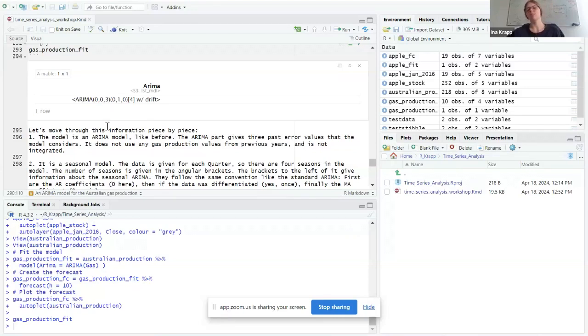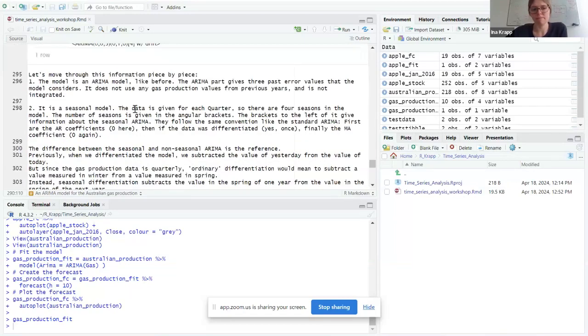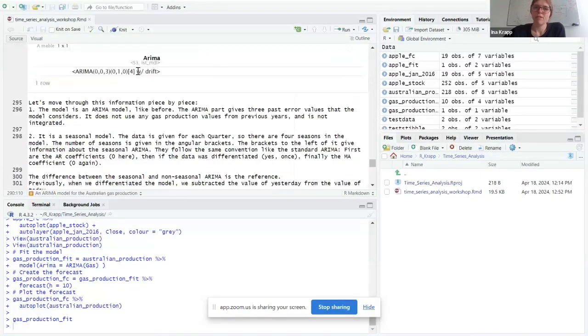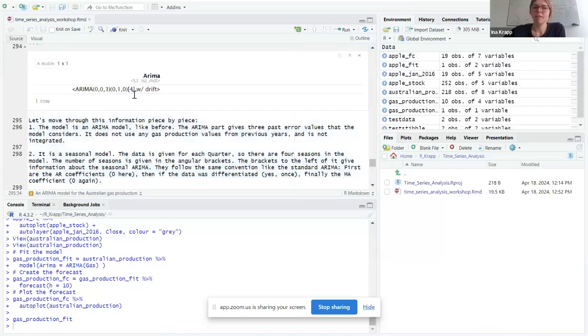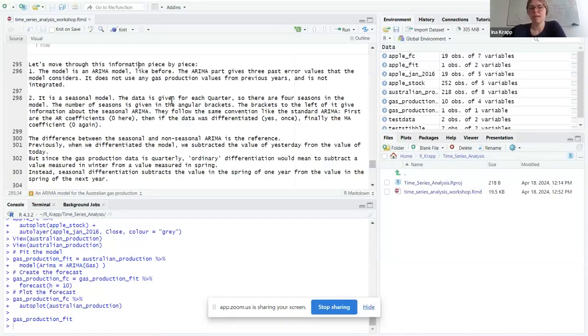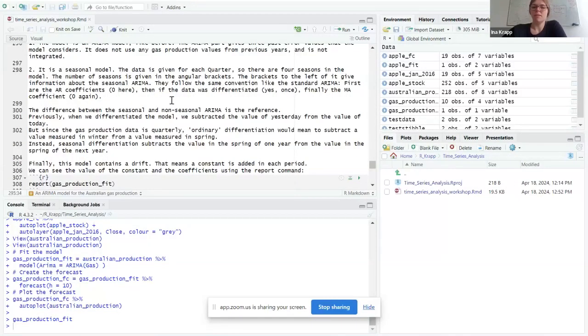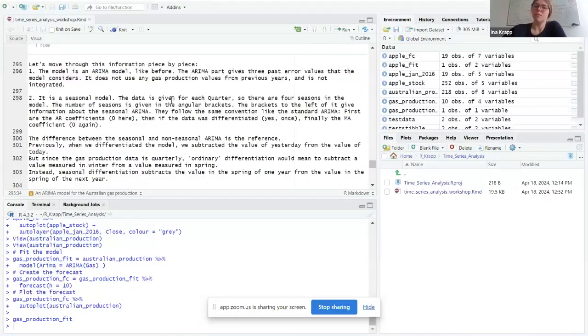Likewise, for example, the autoregressive and the moving average components would refer in the seasonal models to the error terms and the previous values of data from the same season instead of simply the last period. Finally, there is this remark here with drift. So the model contains a drift. That means a constant is added in each period.